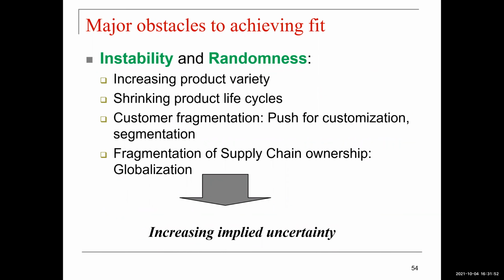Instability and randomness, such as increasing product variety, are part of the obstacles in achieving fit. If you have high instability and high randomness, for example very high product variety, that could be part of it. Shrinking product life cycles: if you keep your product on your shelves for a very small amount of time, that can create some obstacles to achieve fit.